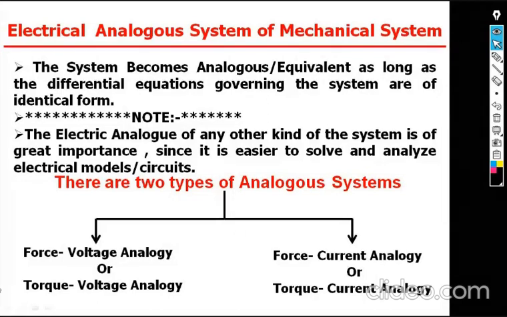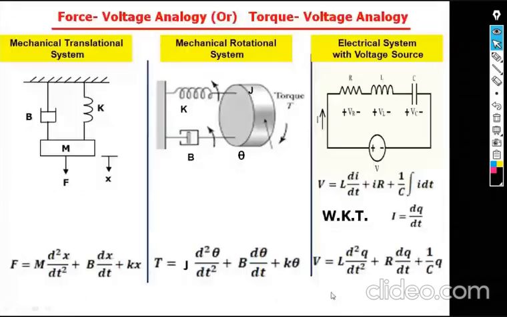In a rotational system, the variable is torque T. If you are able to convert the torque into voltage, then that is known as the torque to voltage analogy. Or else, if you are using a current source, then it can be known as the torque to current analogy. Now next, I am going with this one.